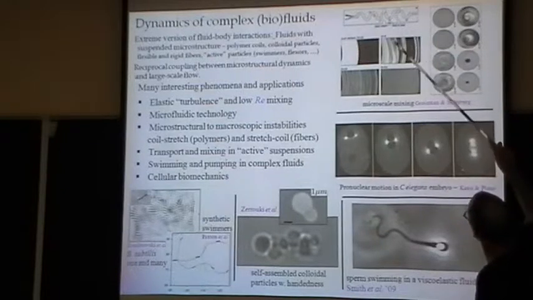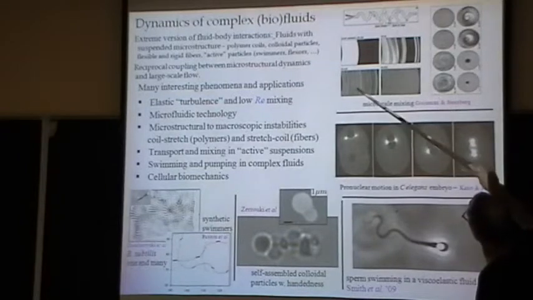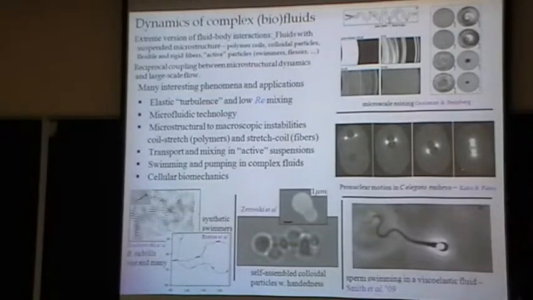Here is the one with the dilute polymer suspension. There's the mixing that occurs after 8 loops, 30 loops, 60 loops. The fluid just gets homogenized because of instabilities that are taking place inside of this channel.